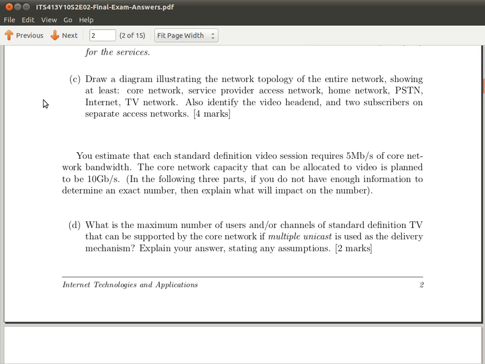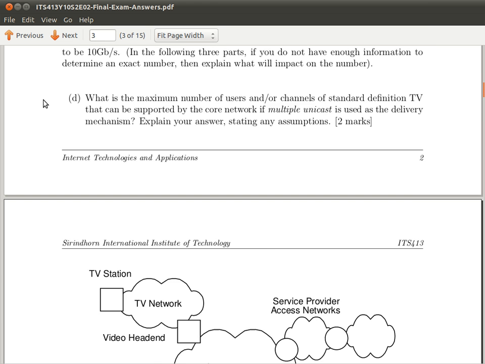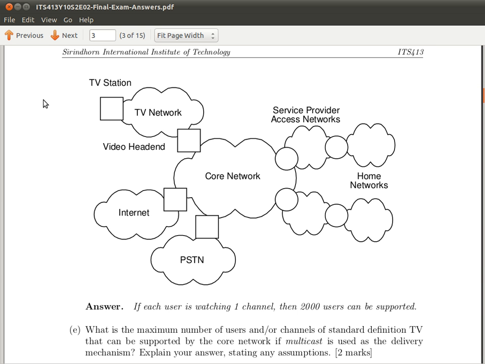So that's simply the capacity divided by the per-user requirement. If each user is watching one channel, then we can support 2,000 users because each user consumes 5 megabits per second, and we have a capacity of 10,000 megabits per second. Simple. But then, what if we use multicast? Watching TV, multicast, what can we support?